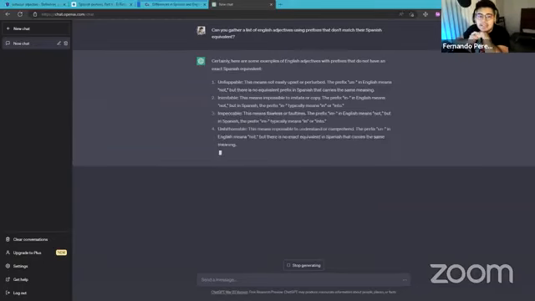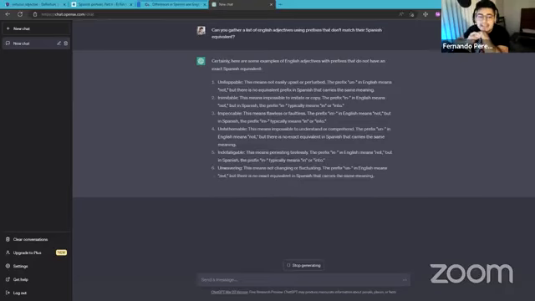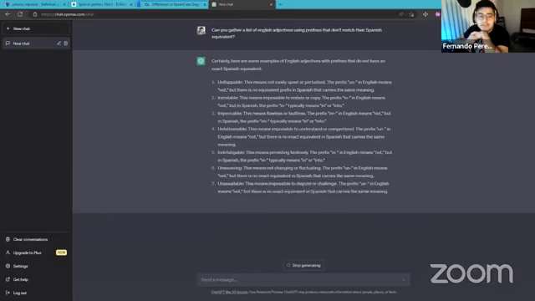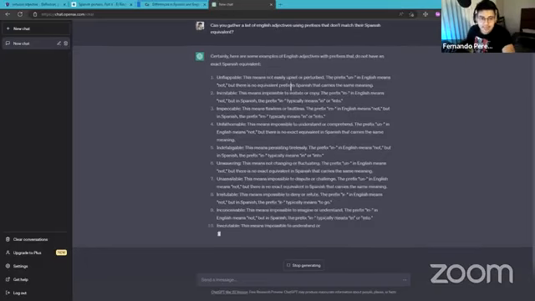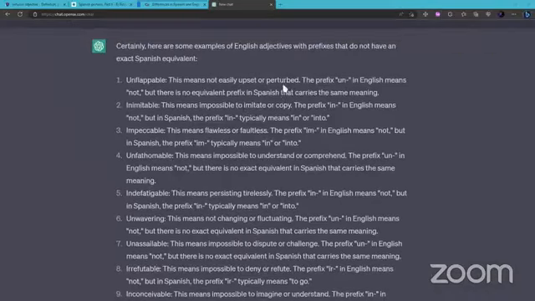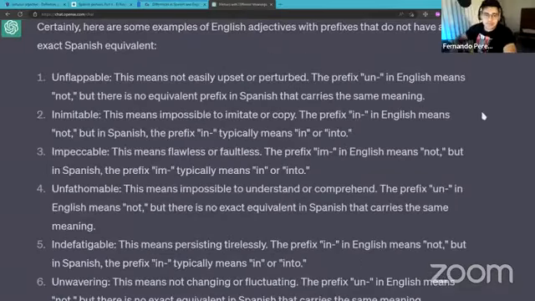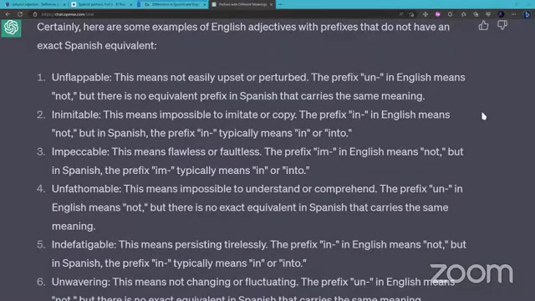Unflappable. This means not easily upset or perturbed. The prefix un in English means not, but there is no equivalent prefix in Spanish that carries the same meaning. So, the first example it provides us is unflappable. Actually, in Spanish we can use actually like actualmente, but actually has a very different meaning.